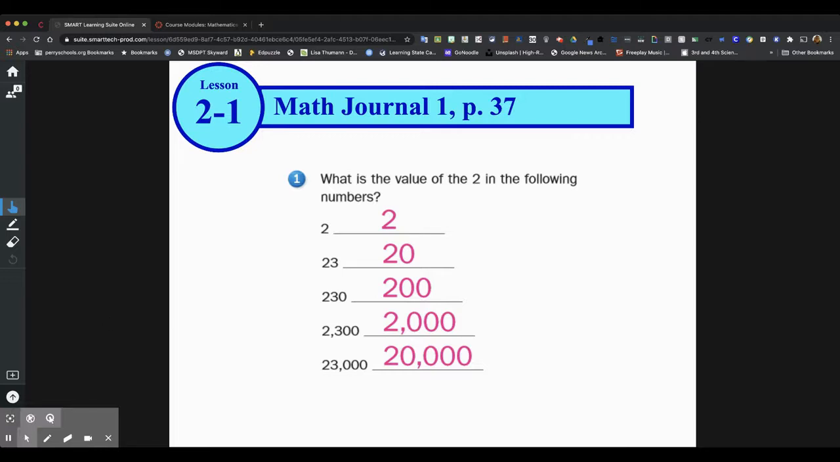Number 1, you should have had the following. The value of 2 in 2 is 2. The value of 2 in 23 would be 20. The value of 2 in 230, we see it's 200. In 2,300, you got it, 2,000. And finally 23,000, it'd be worth 20,000. Hopefully you got all those right.